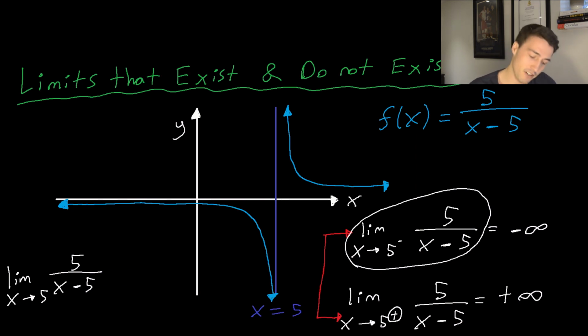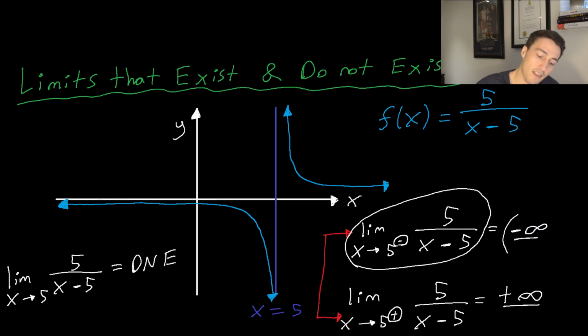What you can see here is the left side of the limit, so this negative value approaching 5 from the left, does not equal the right side of the limit, or approaching 5 from the right. So we see negative infinity, positive infinity. If that's the case, since they don't match, we know that the limit as x goes to 5, so now we're not looking from the left or the right, we're just asking what's the limit when x goes to 5, we would say this does not exist, DNE, because this one does not match this one.